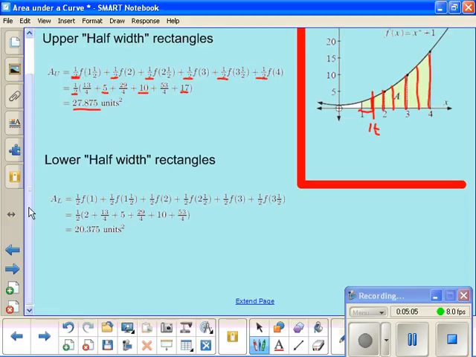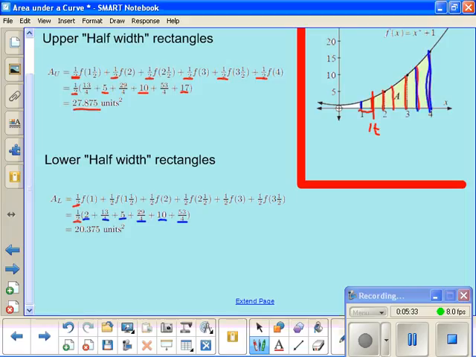Well, we do the same with the lower half. So they're still 1/2 unit wide, but now we're using the lower sides of the rectangle, so I put 1 in and get 2. And then I put 1.5 in. Well, I already figured out what 1.5 was. It was 13/4, 5, 20, and so on. But notice the 17 is not in there because 17 would be the upper side of this rectangle. So I don't use the upper side.